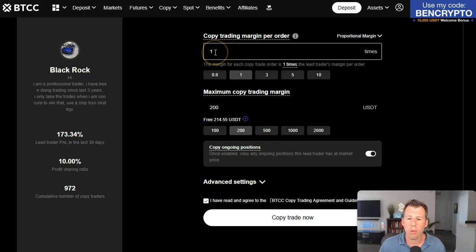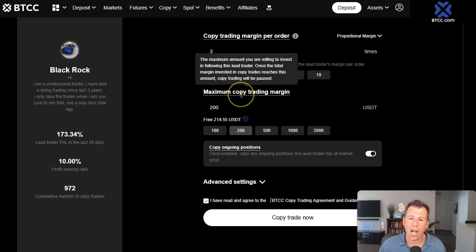So a margin of 1.0 means that however much they put, if they put $100 in a specific trade, you're going to put the same amount, $100. If they put $2,000 in one trade, you're going to put $200. If you switch to 3, then that would mean they put $20, you put $60, you get it. Max copy trading margin, that's the max amount you want to invest in that trader's trade. So you generally want to put that below what you currently have.